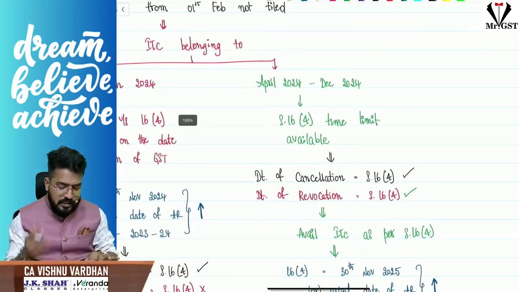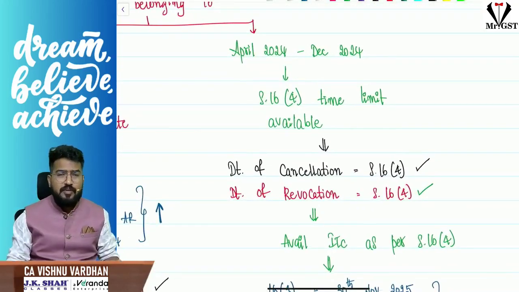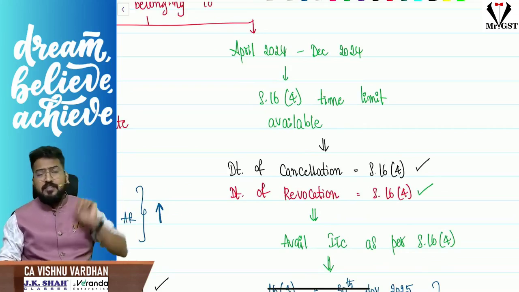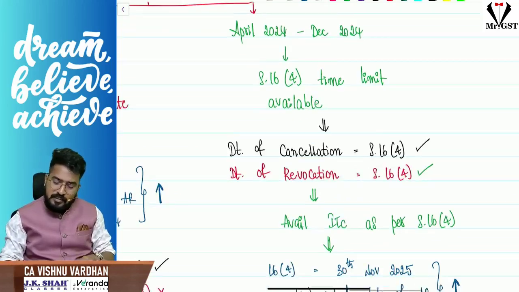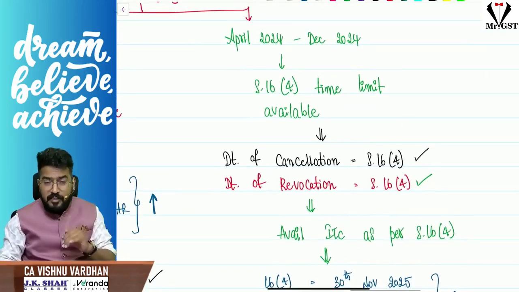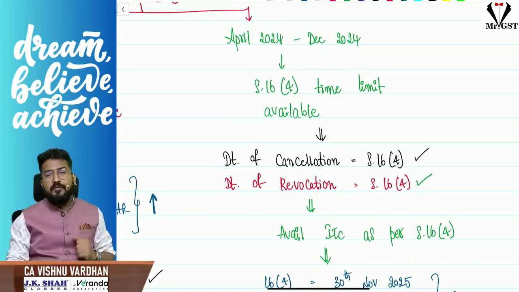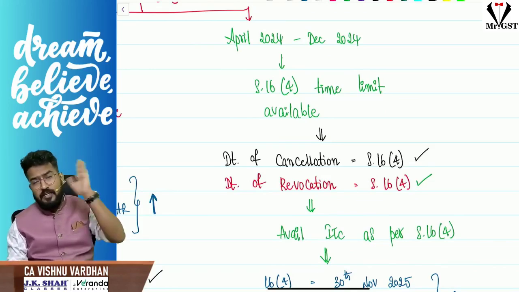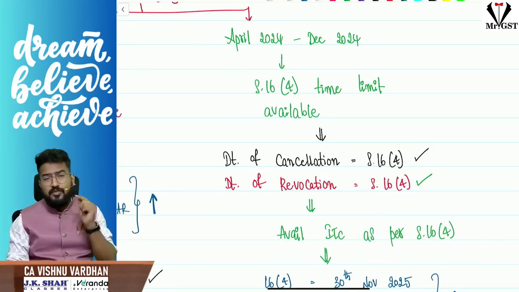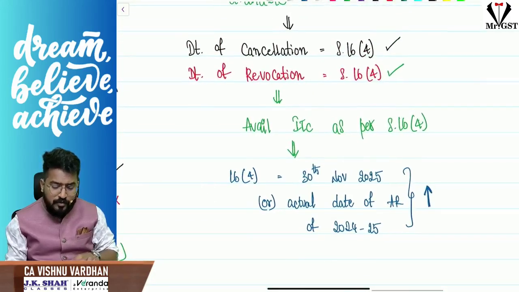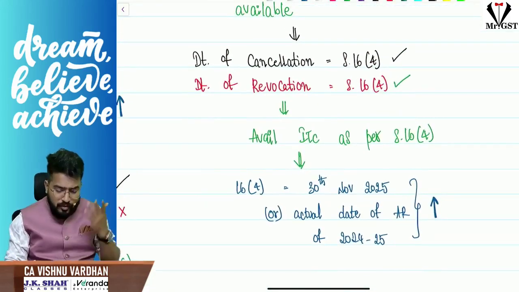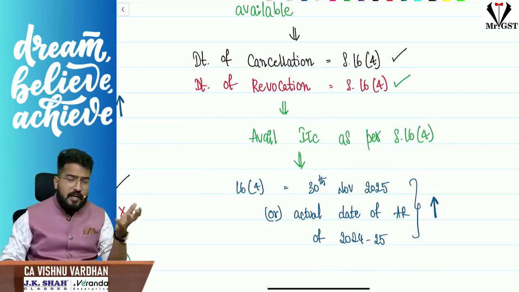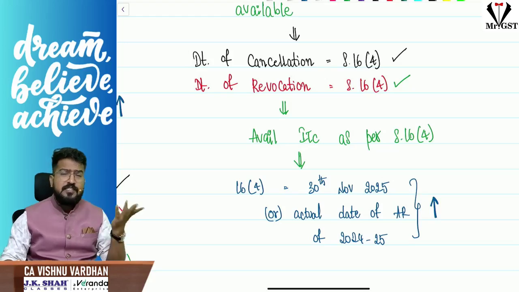Suppose, sir, coming to April 2024 to December 2024, I have not filed those returns either, and for that also I have not taken ITC still. At the time of cancellation of my registration, that 16(4) time limit is over. After revocation also, 16(4) time limit is still available for me. This is coming in the 24-25 financial year, so 30th November 2025, or the actual date of filing the annual return of 24-25. Till that I have the time limit. So April to December 2024 returns, I can happily file accordingly, and I can take ITC. I need not see 16(6) itself.